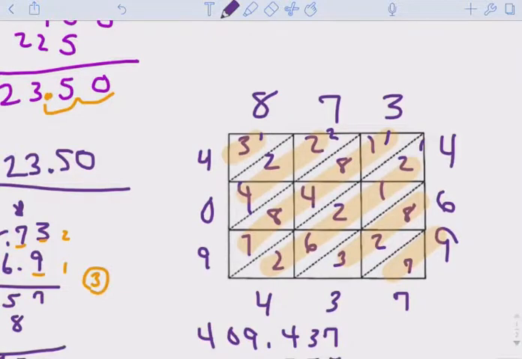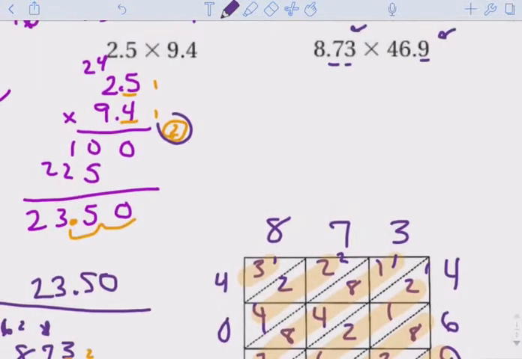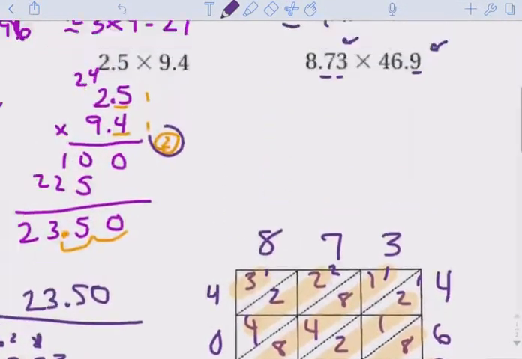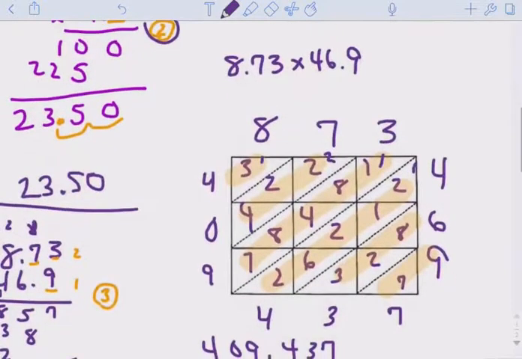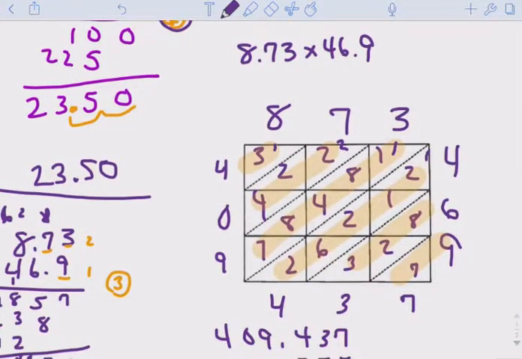And let's refresh ourselves on what the question was. The question was 8.73 times 46.9. I want that in our view so you can see how the lattice actually places the decimal for you. Alright, so let's go ahead.